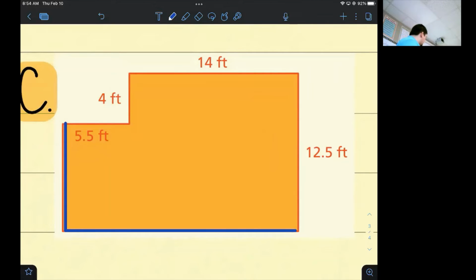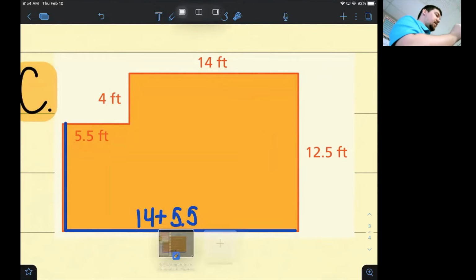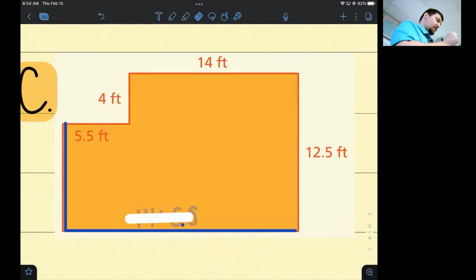Can someone explain to me how I can use the other sides to determine the length of the bottom side? Natalie. That's right, 14 plus 5.5. Now she's using these two sides here, which I'm going to highlight. This side here, which is 14, and this side here, which is 5.5. Together, those two sides have to make this longest side. And Natalie, how long is that long side? 19.5. Okay.